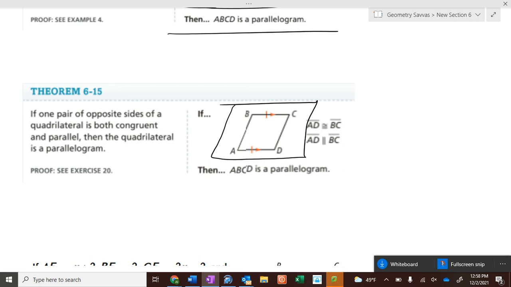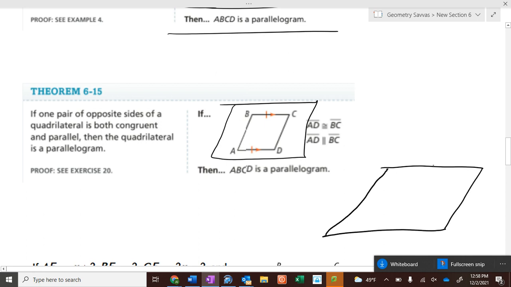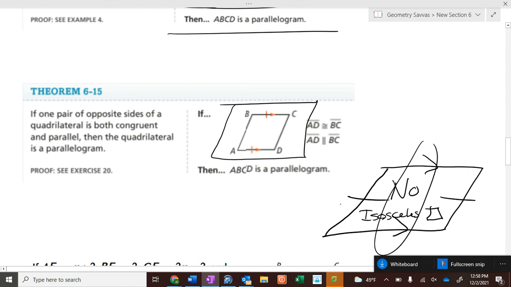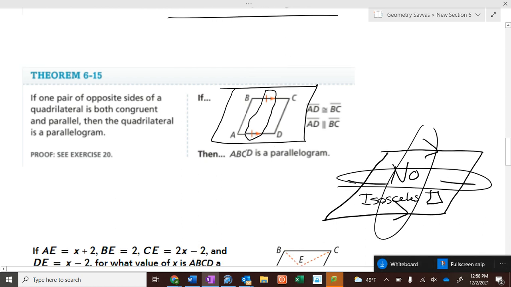it's a parallelogram. Now, this is what you can't have, and they'll try to trip you up on this. If this side is parallel and this side is congruent, does that make a parallelogram? The answer is no, because it could be an isosceles trapezoid. So you can't say when you have one pair of opposite sides parallel and the other sides congruent, you'd have to know that the same side is both parallel and congruent, not two different sides.